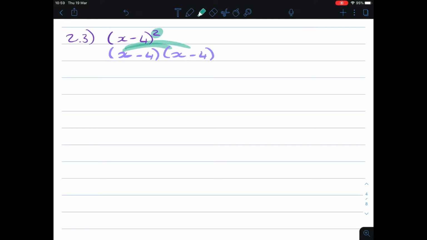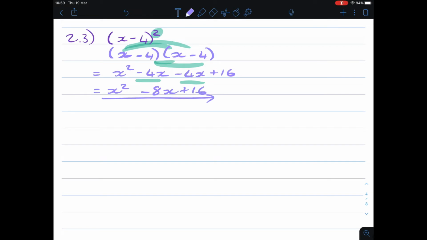So now again, it's a binomial times a binomial. And then when I actually simplify this a bit, I get x squared minus 4x minus 4x plus 16. Then I'm going to find my like terms. So I have x squared minus 8x plus 16, and then that is my answer.